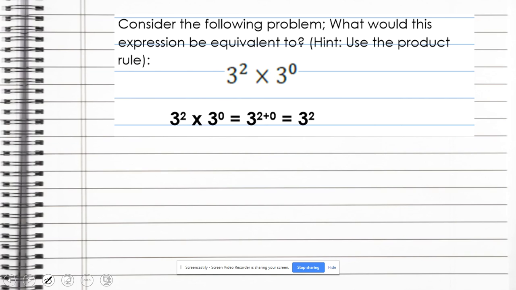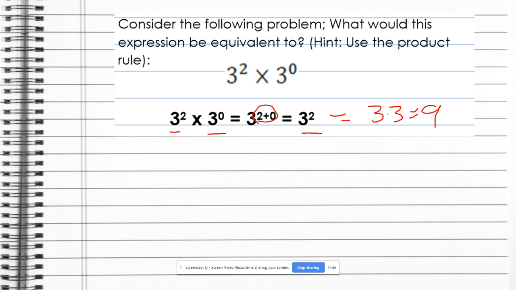All right, let's consider the following problem. Let's think a little bit about this problem. It's going to lead into our next property. What would this expression be equivalent to? Hint, let's use the product rule. The product rule told me that I could take 3 to the 2nd times 3 to the 0 power, and I have the same base. If I have the same base, I can add the exponents. I get 3 to the 2nd power, and 3 to the 2nd power is just 3 times 3, which is just 9. Remember, it's not 6, it's 9.